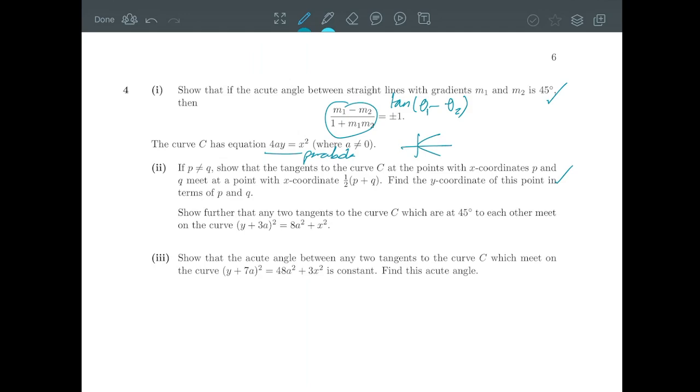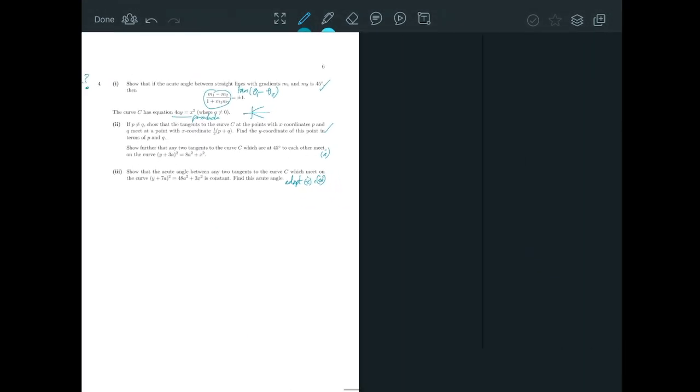Okay, that's likely to be applying part I in some way. And then show that the acute angle between any two tangents which meet is constant and find that angle. So that feels like an adaptation to both part I and part I. I'm going to put this as a question mark only because I know this topic I often struggle more with, even though I think I can get most of the way through this. It won't be my second or third question, it might be my fourth or fifth question.